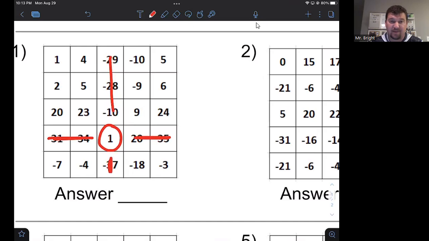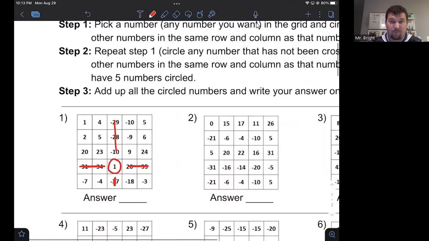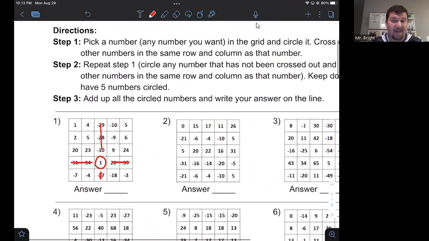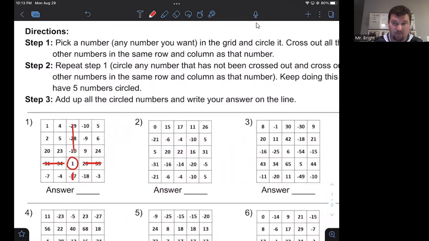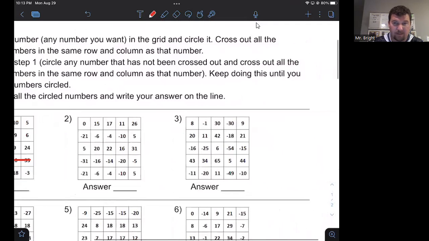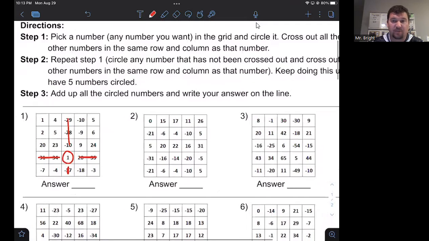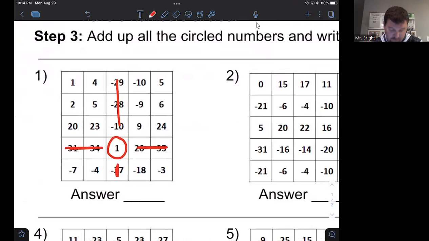Then step 2, repeat step 1. Circle any number that has not been crossed out. Most of them are still available. Then cross out all the numbers that are in that row and column, and keep doing this until you have 5 numbers circled. So for number 2, I'm actually going to circle number 2. It's available. So I'm going to scratch out all the numbers in that row and all the numbers in that column. Then I pick a different number.